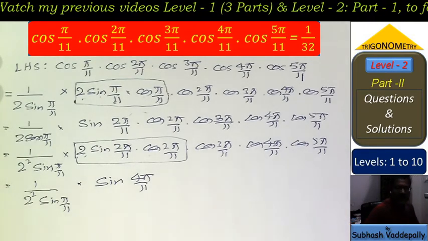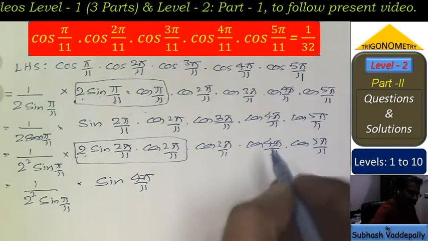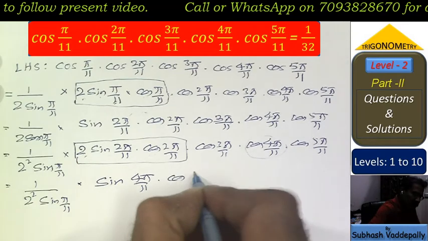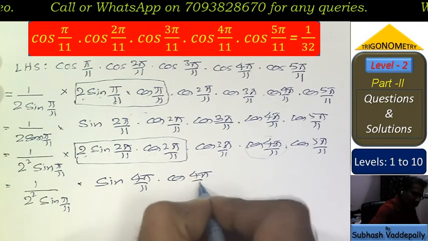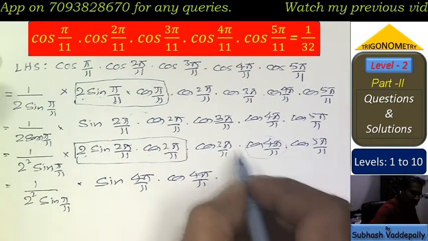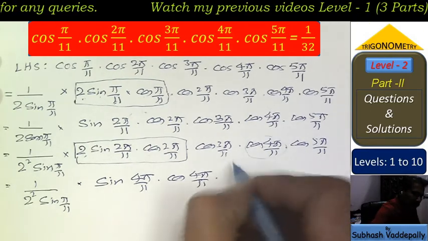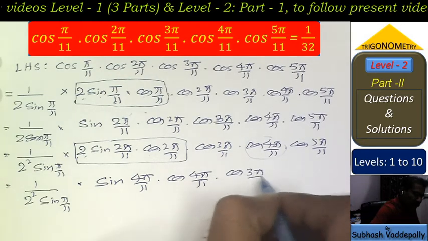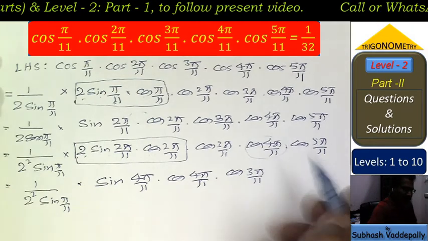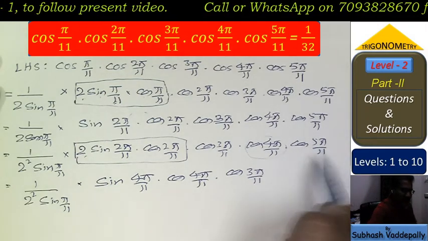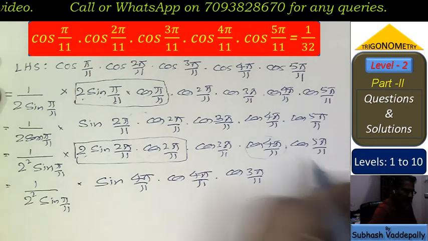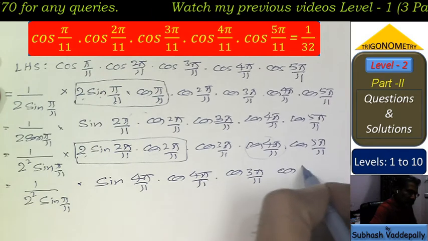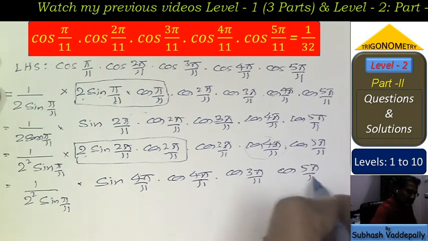To make again the same formula, what I am doing is this cos 4 pi by 11 I am writing here: cos 4 pi by 11, and the remaining 2 terms I write, cos 3 pi by 11, and further this cos 5 pi by 11, so I write as it is. Later we will see about that. Cos 5 pi by 11 as it is.